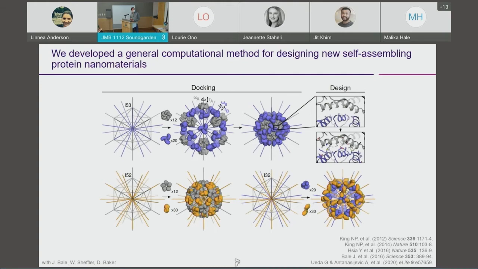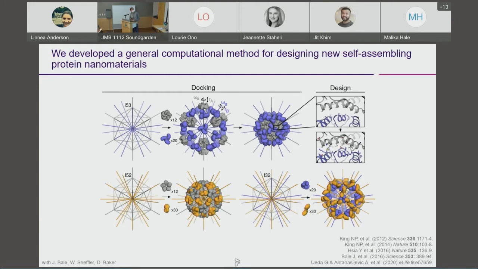So during my postdoc in David's lab, we developed a general computational method for designing new self-assembling protein nanomaterials. This is a graphical depiction of that method. This is all implemented in a software suite called Rosetta that we use to design and model protein structures. And it comprises 2 fundamental steps. There's a docking step and a design step. So we're building these things the same way that Mother Nature does. And that is to say, by combining symmetry and non-covalent protein-protein interactions. So if you think of ATP synthase, microtubules, virus capsids, all of these wonderful molecular machines are built by combining symmetry and non-covalent protein-protein interactions.